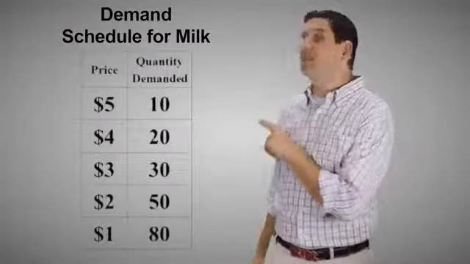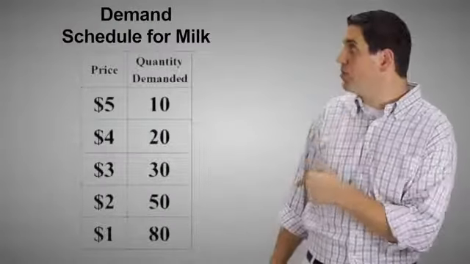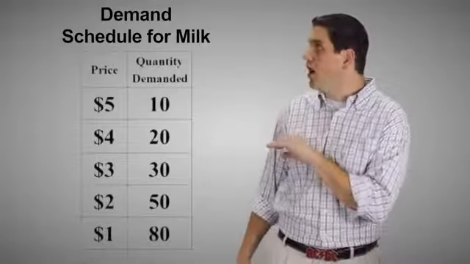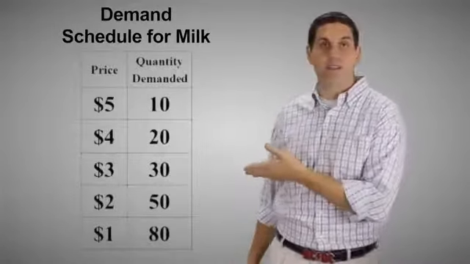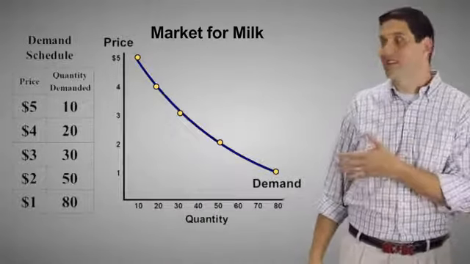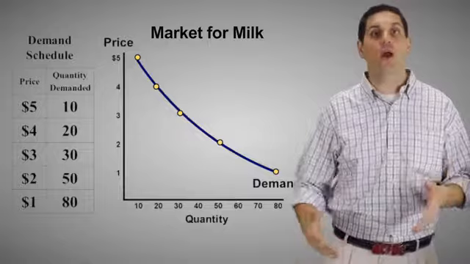So take a look at this demand schedule. As you can see, when the price goes down, the quantity demanded goes up. When the price goes down to 4, 3, 2, and 1, the quantity demanded increases. Now when you plot these points, you're going to get a demand curve, which looks like this. It's a downward sloping curve showing the law of demand.